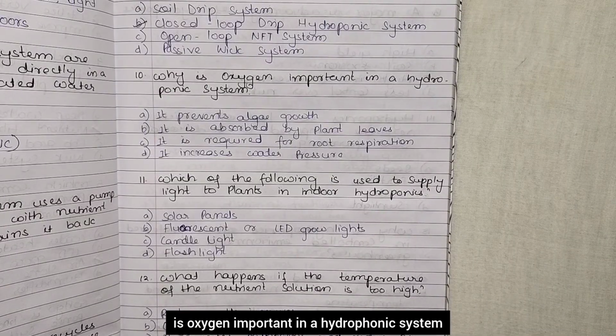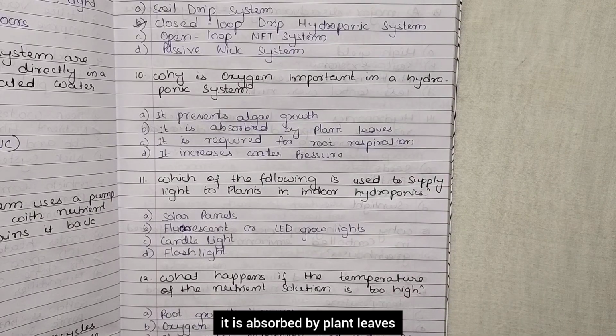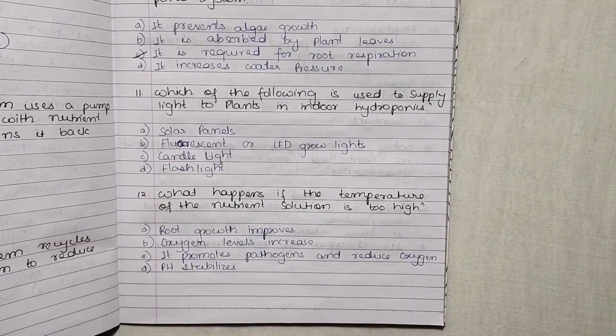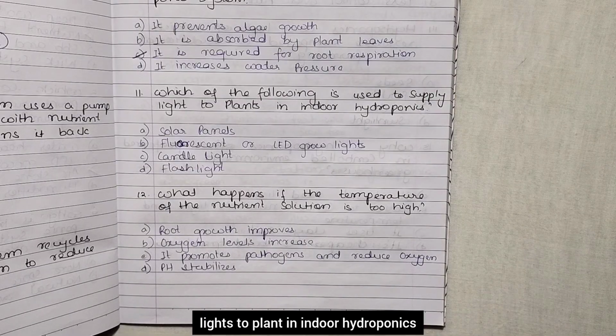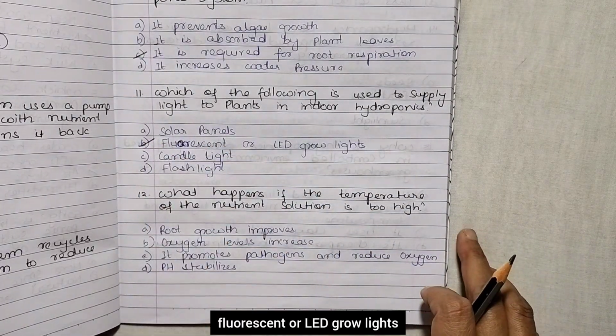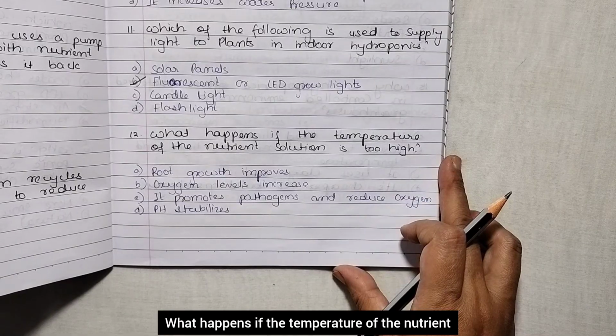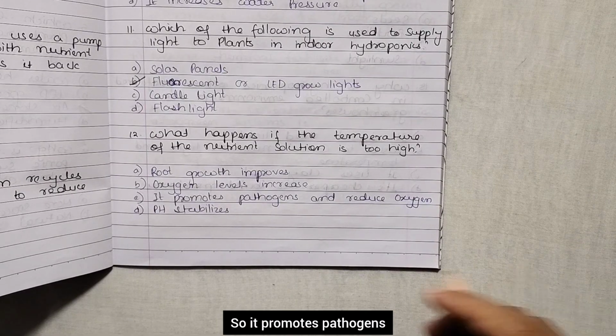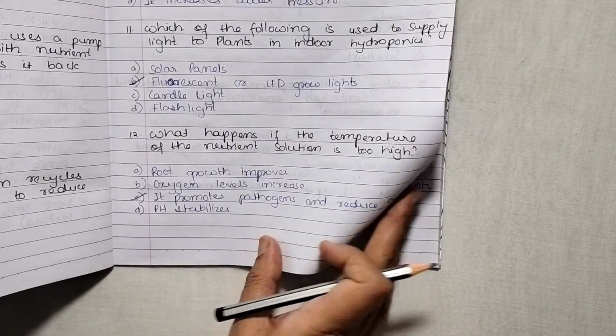Why is oxygen important in a hydroponic system? The options are it prevents algae growth, it is absorbed by plant leaves, it is required for root respiration, it increases water pressure. So it is required for root respiration. Which of the following is used to supply light to plants in indoor hydroponics? The options are solar panel, fluorescent or LED grow lights, candle light, flashlight. Fluorescent or LED grow lights. What happens if the temperature of the nutrient solution is too high? Root growth improves, oxygen level increases, it promotes pathogens and reduces oxygen, pH stabilizes. So it promotes pathogens and reduces oxygen.